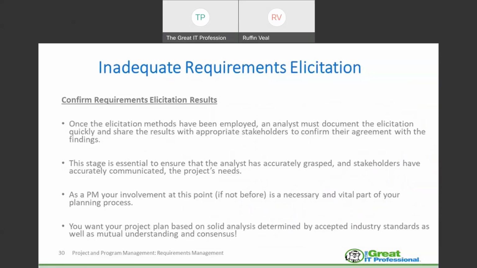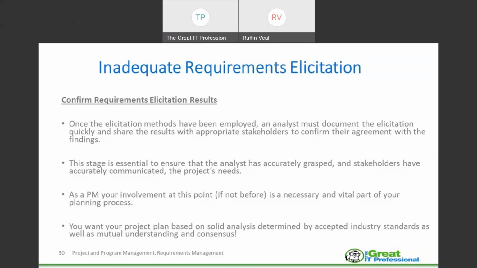Continuing with that inadequate elicitation, what else contributes to that? Once you gather that information, you want to confirm it. Now, this is from the business analyst perspective. This is from your perspective. If you have not been involved to a great extent in working with your business analyst up until this point, this is the time that you want to get involved. You have to get involved at this time.